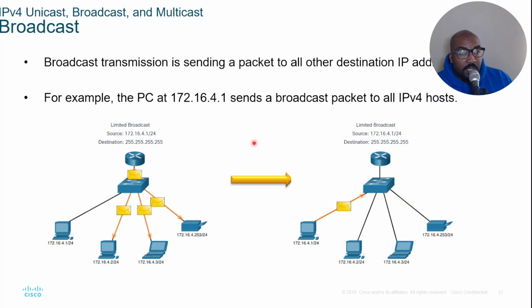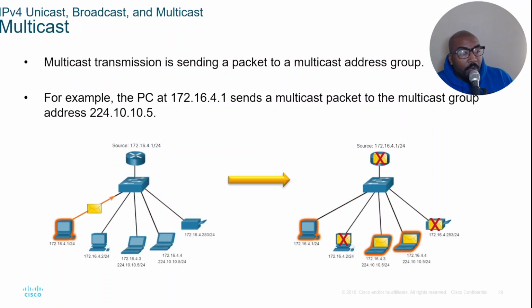A broadcast is basically saying, hey, everybody, hello, I can hear you. Can everybody hear me? I am looking for such and such. Can somebody help me? That's a broadcast. Multicast sends it to certain machines. Not all, but a couple of computers. Okay? So again, unicast is between one end device and another end device. A broadcast, everybody is going to get it. And then multicast, only certain machines will get the packet. As you can see here, for example, PC 172.16.4.1 sends a multicast packet to multicast group address 224.10.10.5, right?